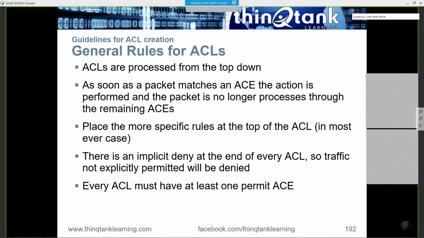ACLs are processed from the top down. We talked about that. As soon as a packet matches an entry, we perform that action and stop processing the access list. That means we put our more specific rules at the top of the ACL and our least specific rules at the bottom. In the newer code, you saw that's actually not even an option. The IOS is smart enough to say, hey, this rule is already being taken care of by another rule in the access list. Why does every access list have to have at least one permit? Because there's an implicit deny everything at the end.